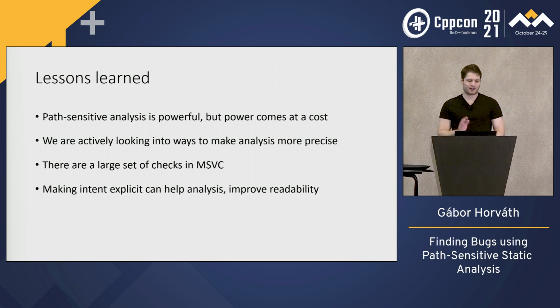We are also actively looking into ways to make the analysis more precise. This includes both better language modeling and also better methods to solve the constraints that we collect along each of the execution paths. And there is a large amount of checks that are already available in MSVC that you can use today. And we also plan to add more.